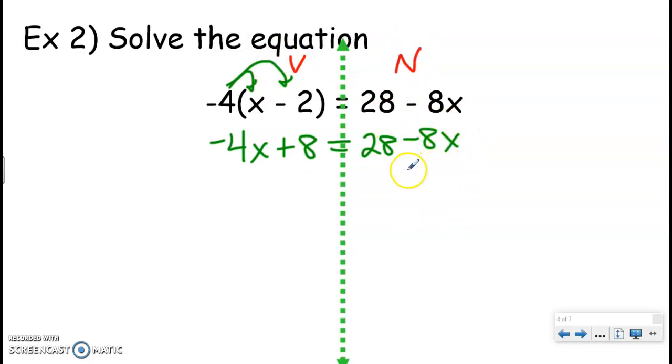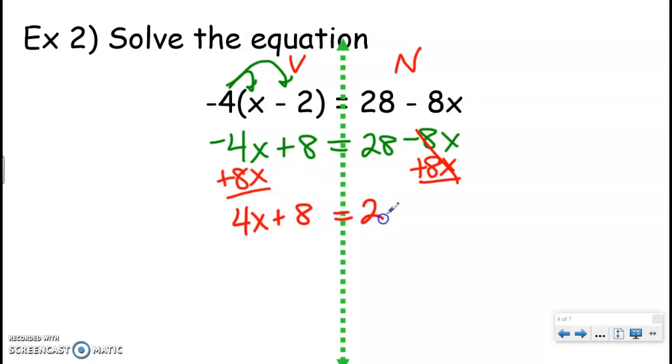So if I have an x on the right side, we need to cancel that to move it to the other side. So instead of doing minus 8x, I'm going to do plus 8x on both sides. And then do negative 4 plus 8, which is positive 4x. Bring down your plus 8. Bring down your equals 28. Once you're here, you have a two-step equation to solve.